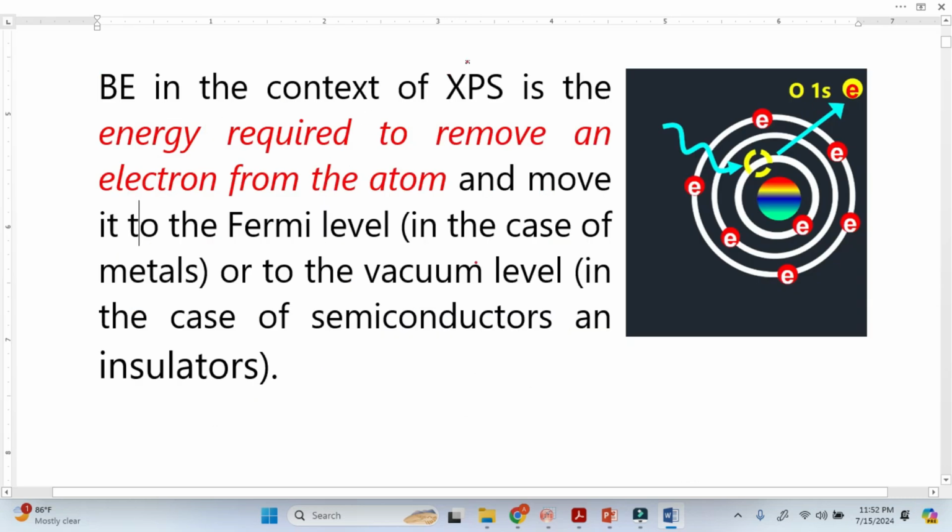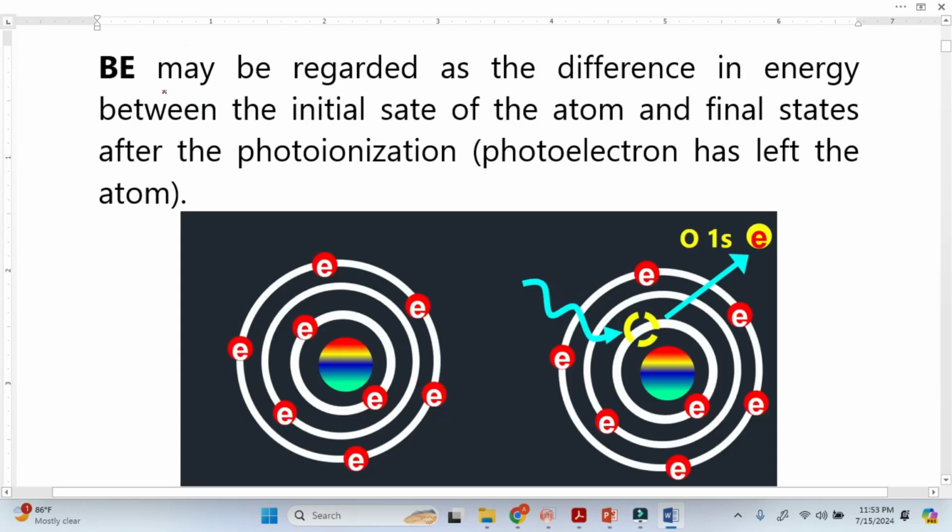In the context of XPS, binding energy basically means how much energy is required to remove this bound electron, this core electron. This is basically the X-ray. So how much energy is required to remove these electrons and take them to the Fermi level in the case of metals, and to the vacuum level in the case of semiconductors and insulators. This is very important here.